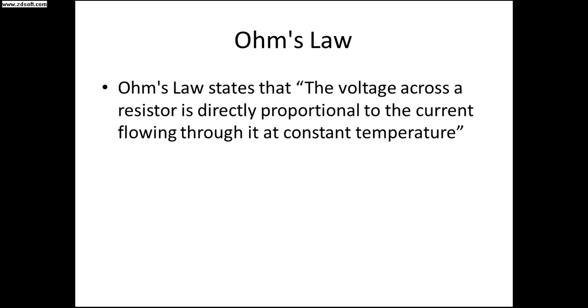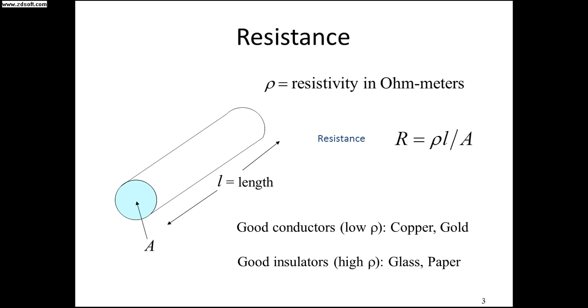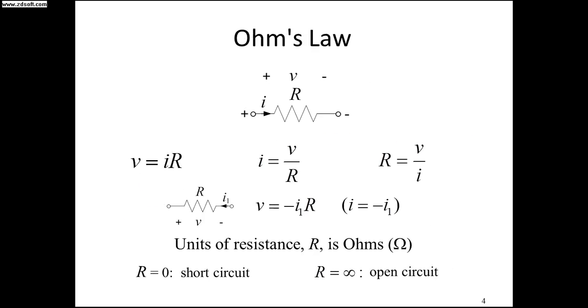Ohm's law states that the voltage across a resistor is directly proportional to the current flowing through it at constant temperature. This is the relationship for the resistance, where rho is the resistivity, and it is given by R equals rho L by A. Here resistance is directly proportional to the length of the conductor and inversely proportional to the area of cross section. Ohm's law states that I equals V by R, or directly we can call it V equals IR.